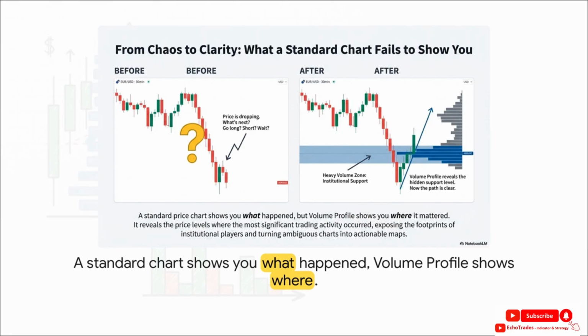This isn't just some other indicator you slap on your chart. It's a map. It literally shows us the footprints of the big money, telling us where the real action happened. It turns that mess into a real, actionable plan.